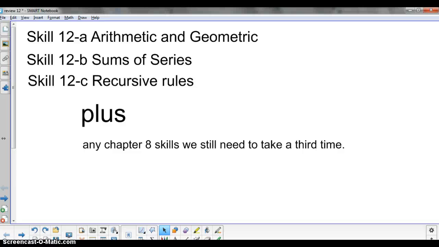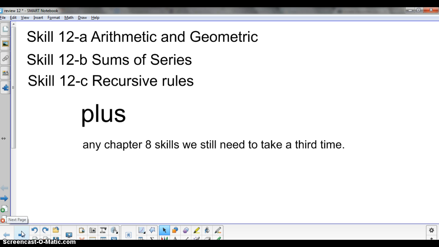Hello, we are going to go over the 3 skills from Chapter 12 that will be on the test this Friday. And then maybe at the end we'll have some time to go over some application type questions. First off, Friday, the test will cover those 3 from 12 and anything that is left over from Chapter 8. Okay, so make sure that you're prepared for any of those.